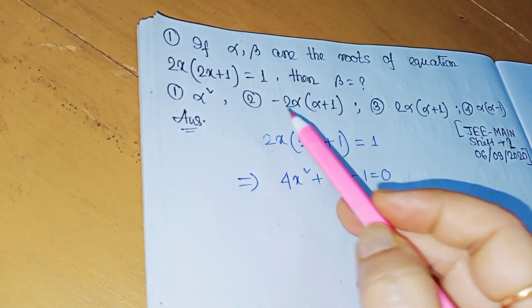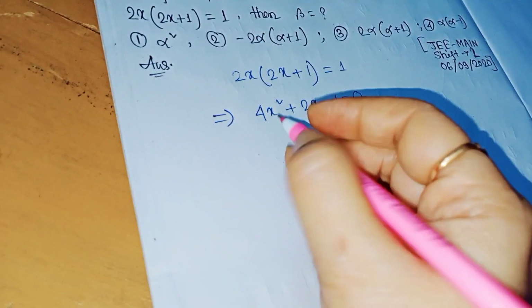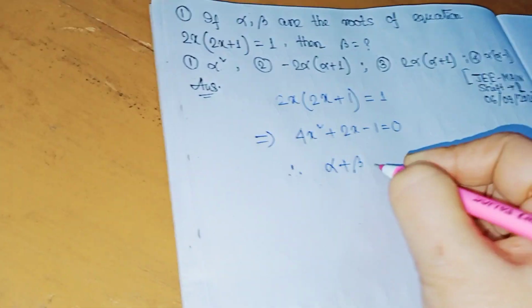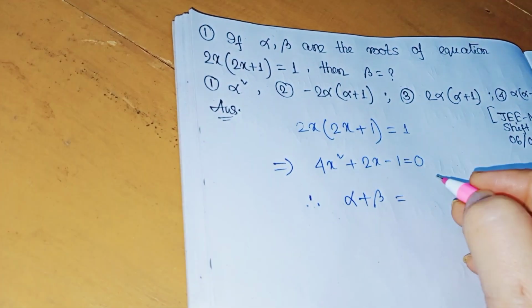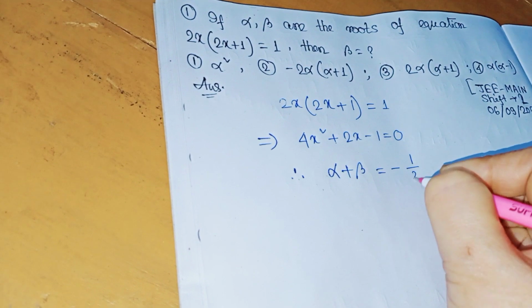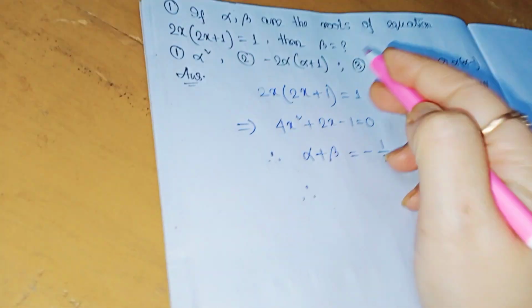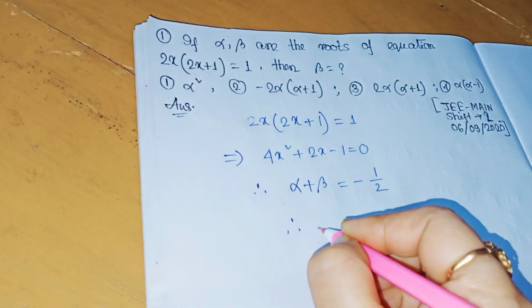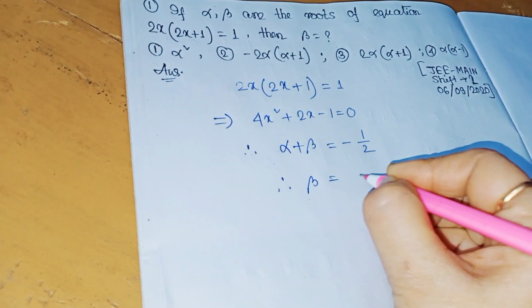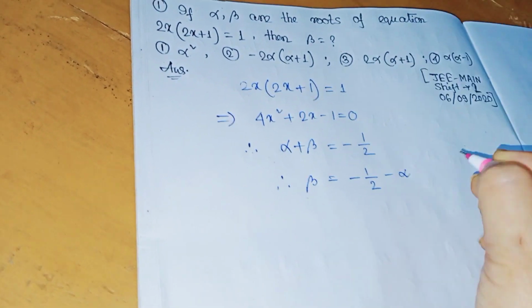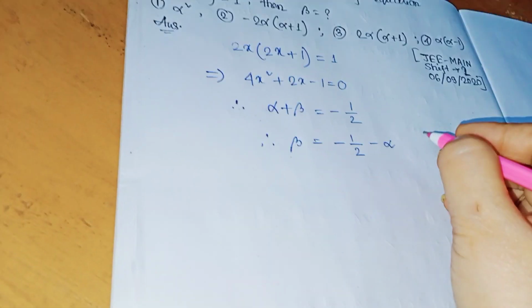And alpha, beta are the roots of the equation. Therefore, we know alpha plus beta, the sum of the roots, is minus b by a, which is minus half. Therefore, we should calculate the value of beta. So beta is equal to, we may write, half of minus alpha. So here is our beta.